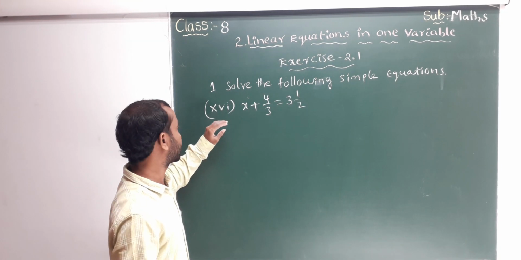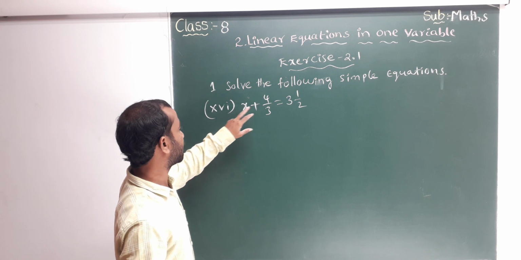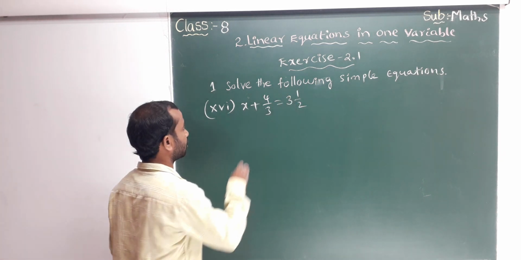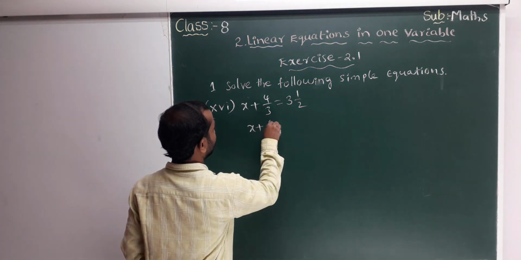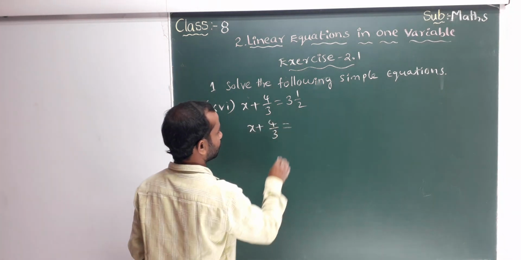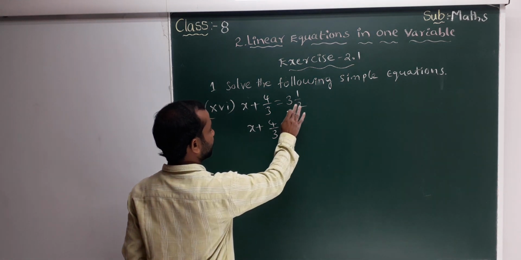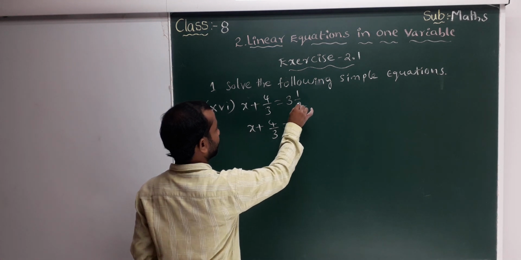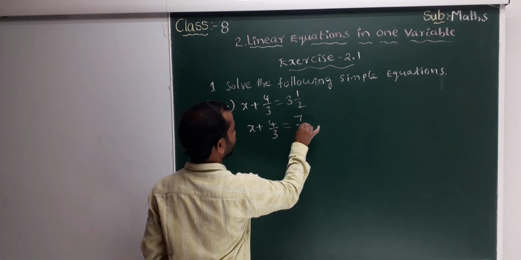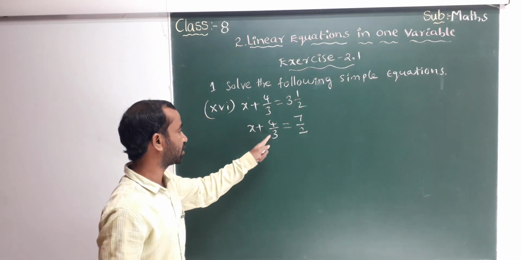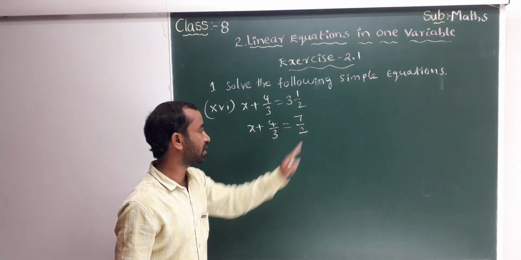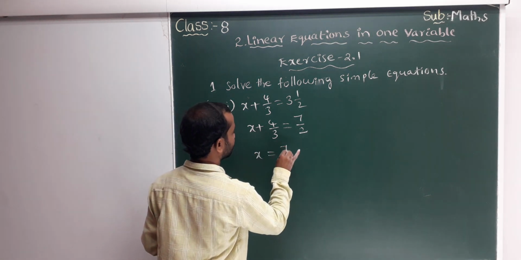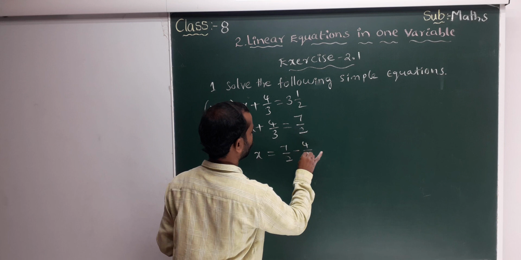Okay. Now next problem, that is 16th. x plus 4 by 3 equal to 3 whole 1 by 2. So first of all, the constant value is transposed to the right side. This is a mixed fraction, change it into fraction form. 3 2 3 is 6 plus 1, 7 by 2. Here 4 by 3 is the addition, transposing to right side becomes subtraction. So x equals 7 by 2 minus 4 by 3.